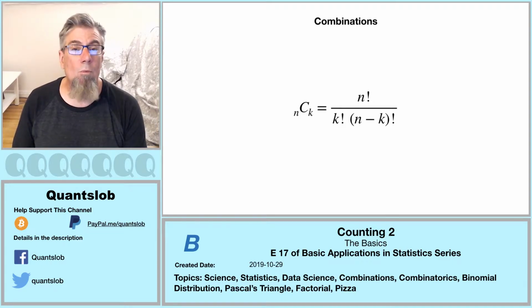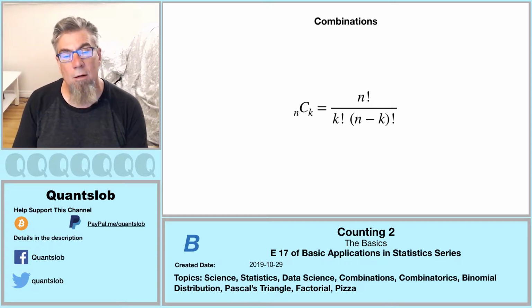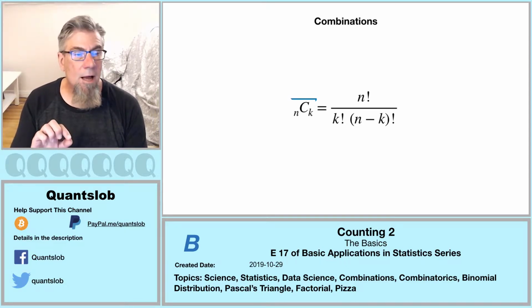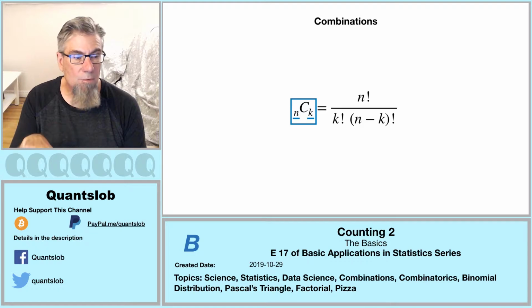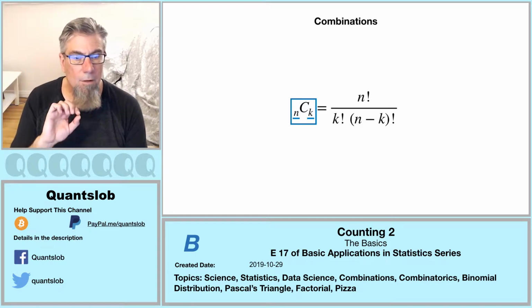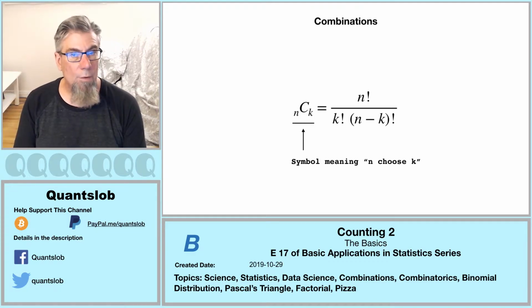There's a more direct way to compute n choose k. And here's the equation, and there's a lot going on here, so let's break it down. On the left-hand side of the equality, we have a capital C that is subscripted with k and back subscripted with n. This is the common mathematical symbol that means, or reads, n choose k.